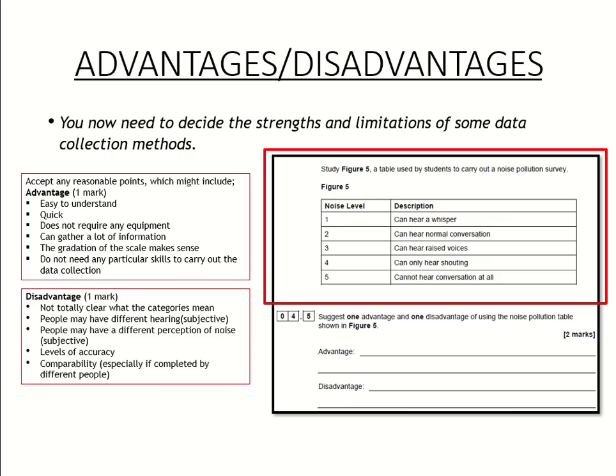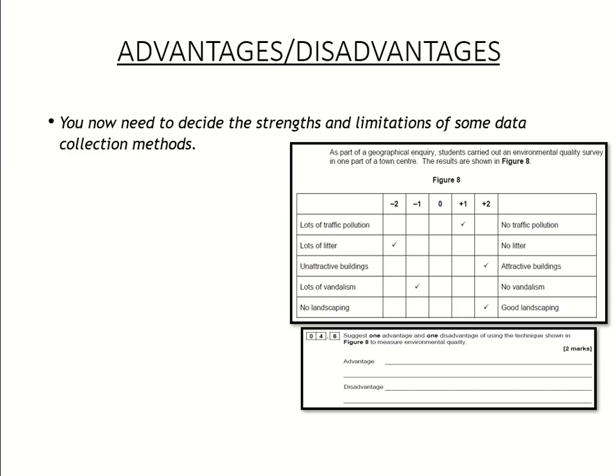However, it is subjective. It is very subjective. It's not totally clear what those categories mean. To me, a whisper might mean a different thing to you. Some people might have slightly better hearing than others. You have a different perception of noise. So it's not a very accurate method. And by doing that, it would make it very difficult to compare this investigation with another person or another investigation itself.